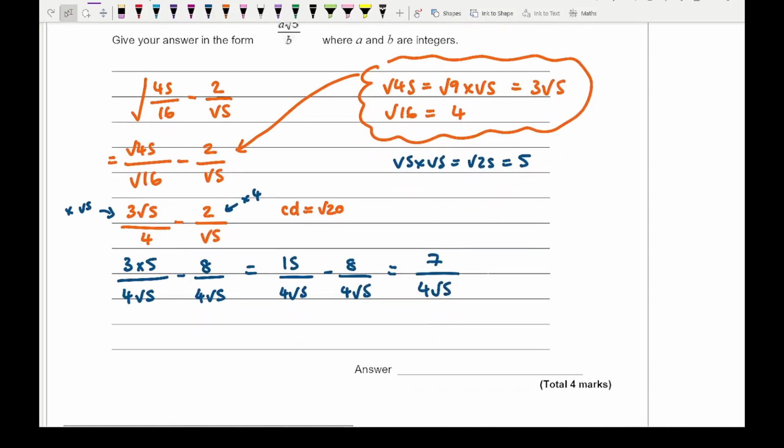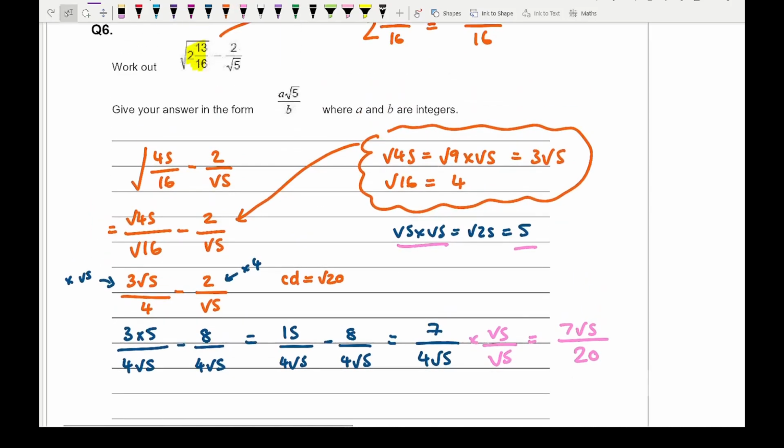So if I multiply all of that fraction by root 5 over root 5, I get 7 root 5 over 4. Root 5 times root 5, as we know, is just 5, so that's going to give me 20. And as you can see, that is now in the form a root 5 divided by b. So here is my final answer, where a equals 7 and b equals 20.